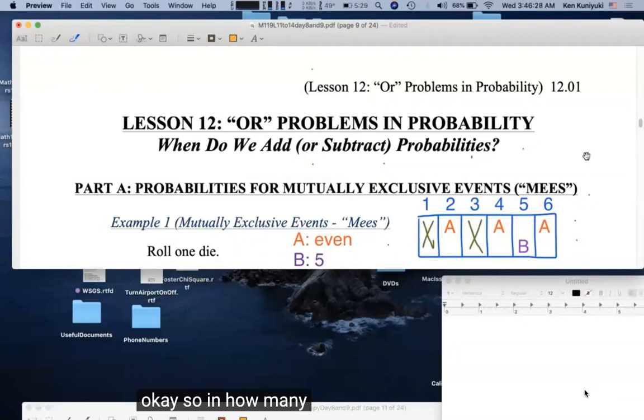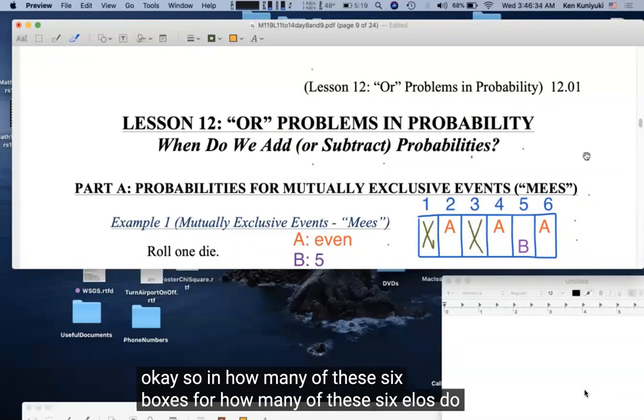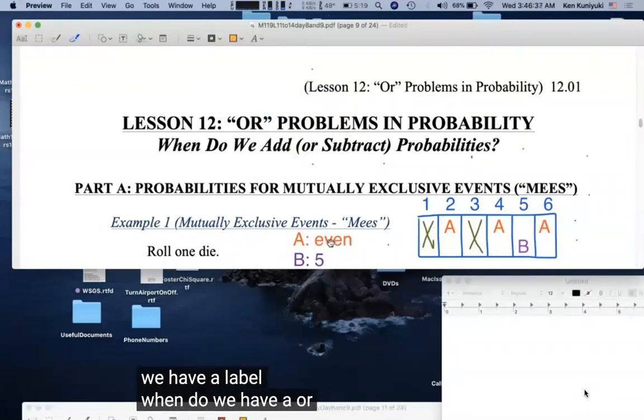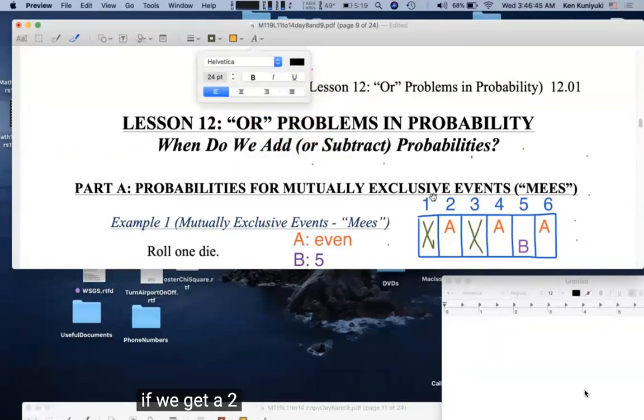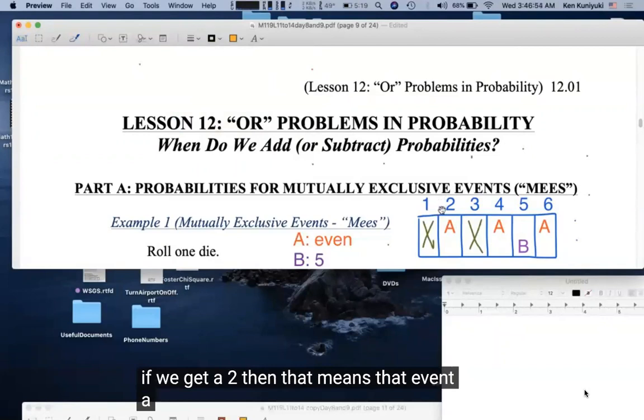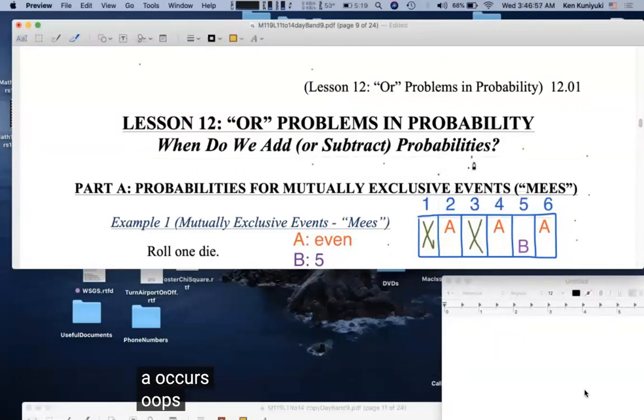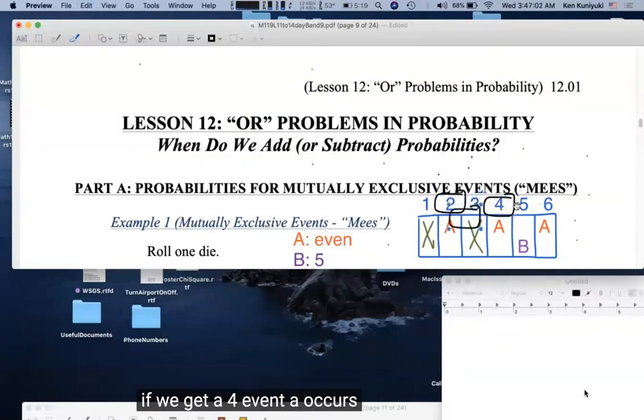Okay, so in how many of these 6 ELOs do we have a label? When do we have A or B occurring? Well, if we get a 2, that means that event A occurs. If we get a 4, event A occurs. If we get a 5, event B occurs. If we get a 6, event A occurs.